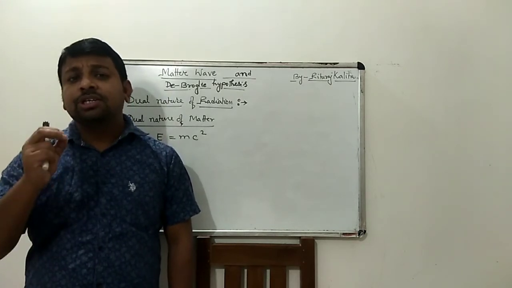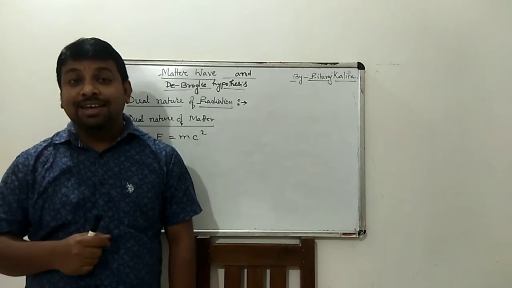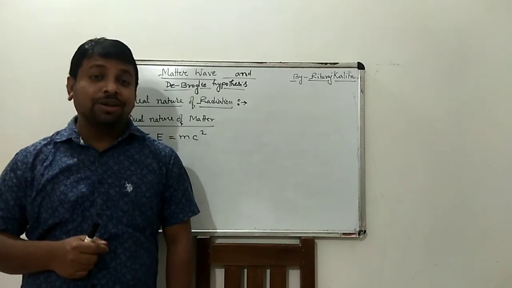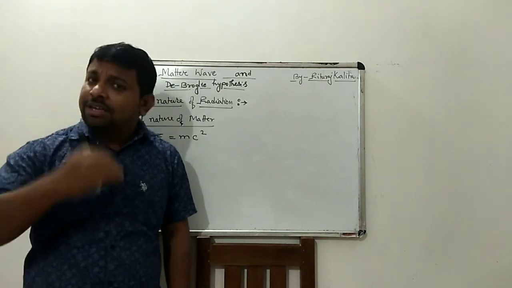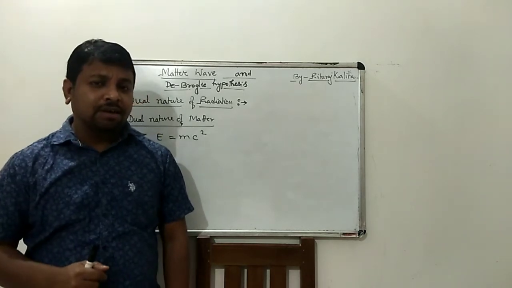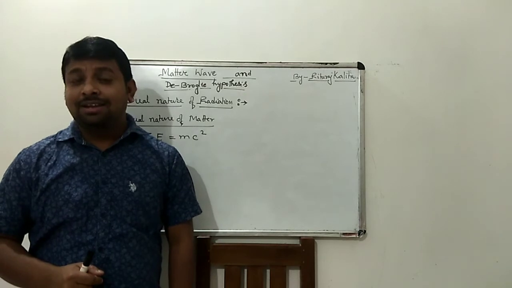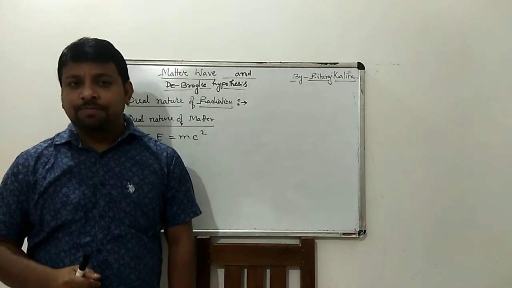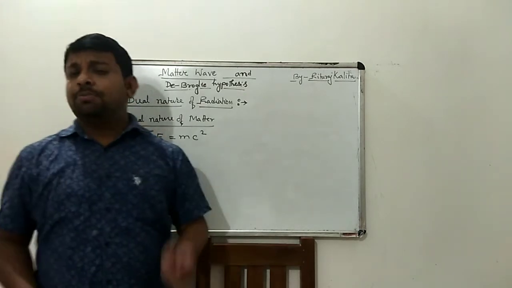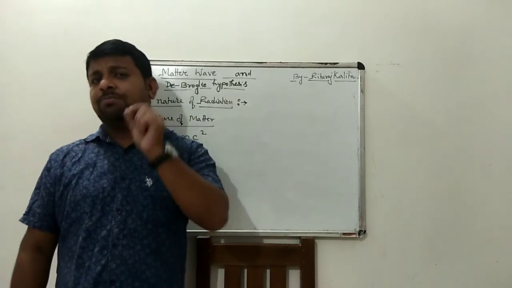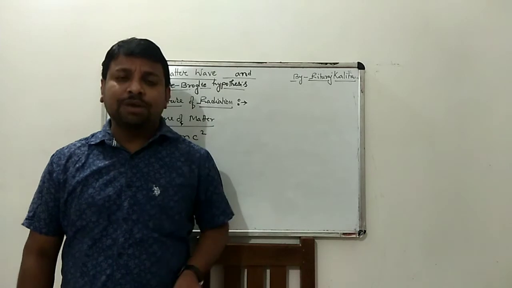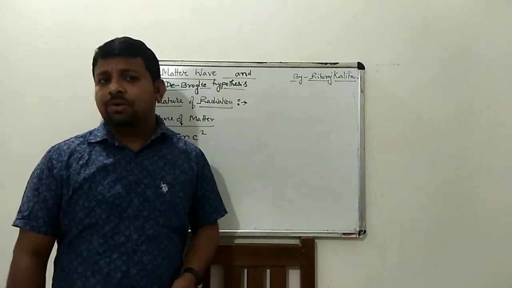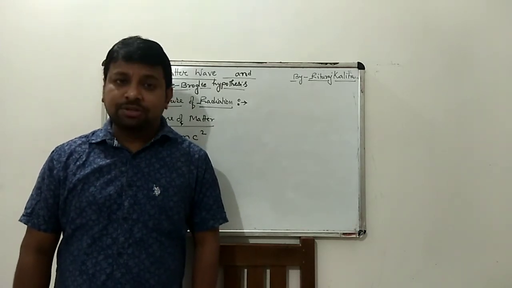Particles should show that means these particles exhibit a wave nature when they are in motion. Electron, proton, neutron, these are point mass particles, should satisfy wave nature when they are in motion.